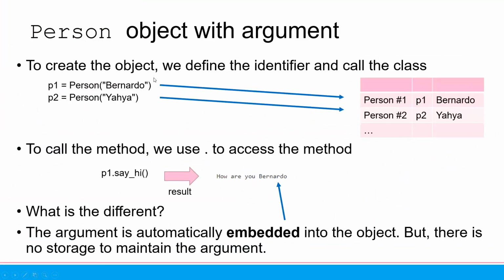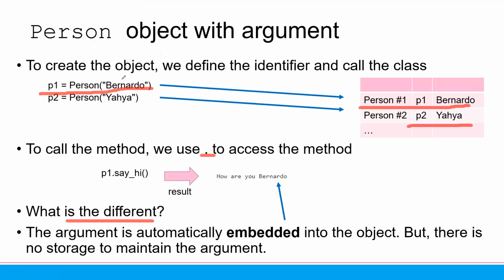So whenever we have the object, it means it is regarded as one person. Let's say you have the table, then person one is one row, person two is another person. And we can use the dot to access the method. So what is the difference between this one and the previous example without the name?